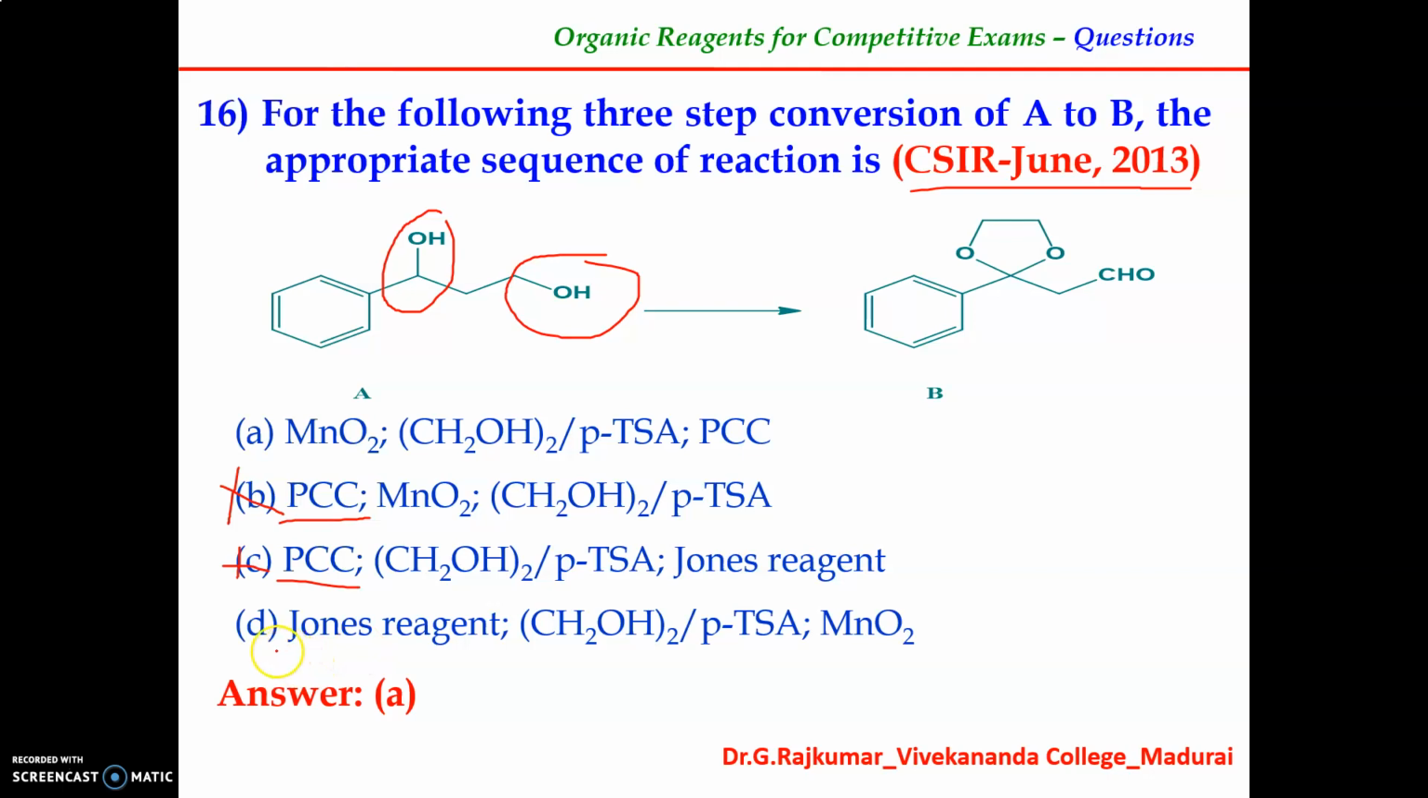What happens when I use Jones reagent? Jones reagent is also used to oxidize both primary and secondary hydroxyl groups. So hence D is also not possible. So the correct answer is option A.